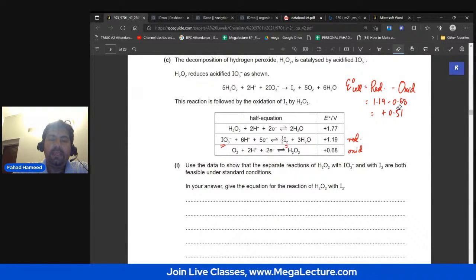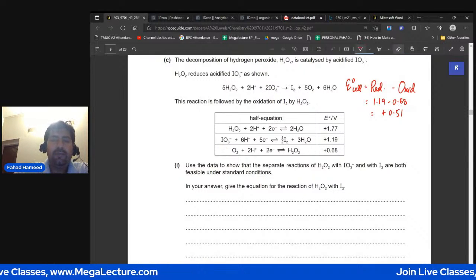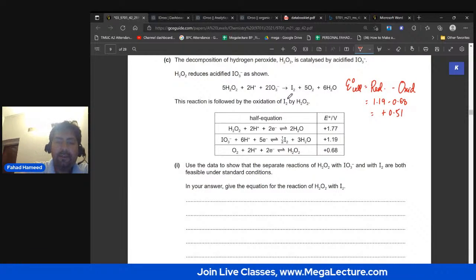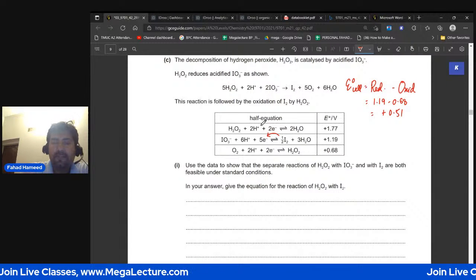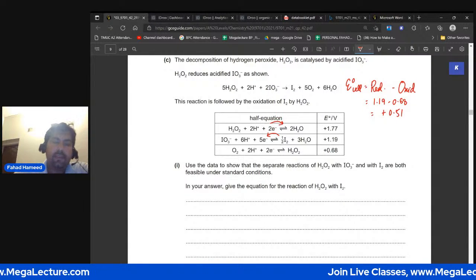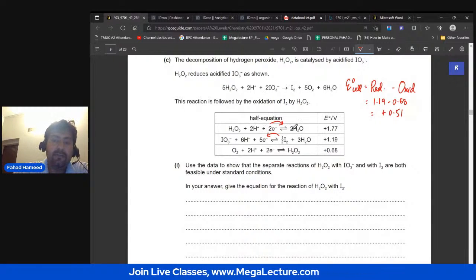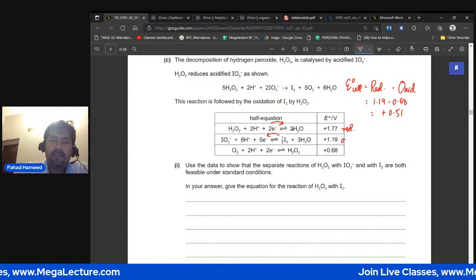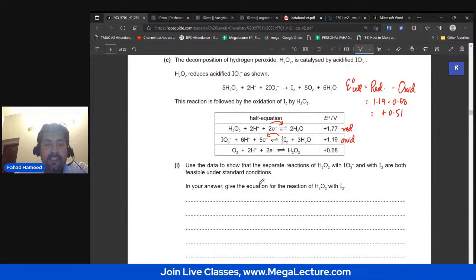That's the first one. Let's try and solve the other one. He didn't give the equation. He just said that it's followed by the oxidation of I2. Oxidation of I2 means I2 is losing electrons to H2O2. So H2O2 must be gaining electrons. Who gains electrons? The higher potential, this is the reduction potential. Who loses electrons? The one that has a lower potential. And he's also asking to give the equation for the reaction.